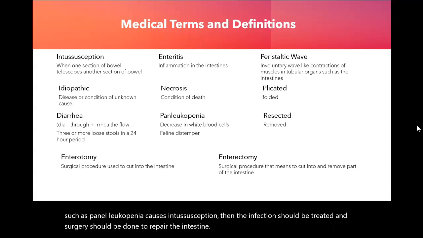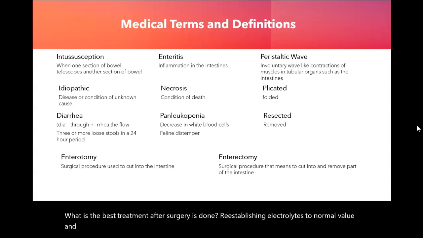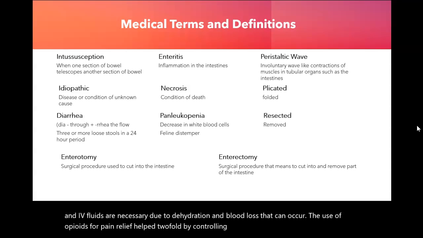What is the best treatment after surgery is done? Reestablishing electrolytes to normal values and IV fluids are necessary due to dehydration and blood loss that can occur. The use of opioids for pain relief helps twofold by controlling pain and reducing the motility of the bowel.